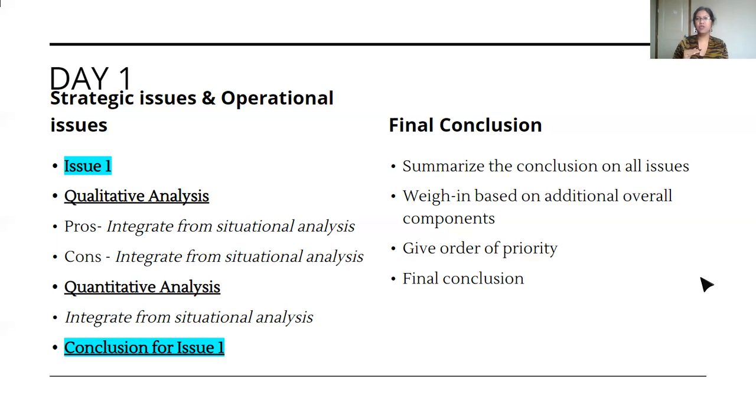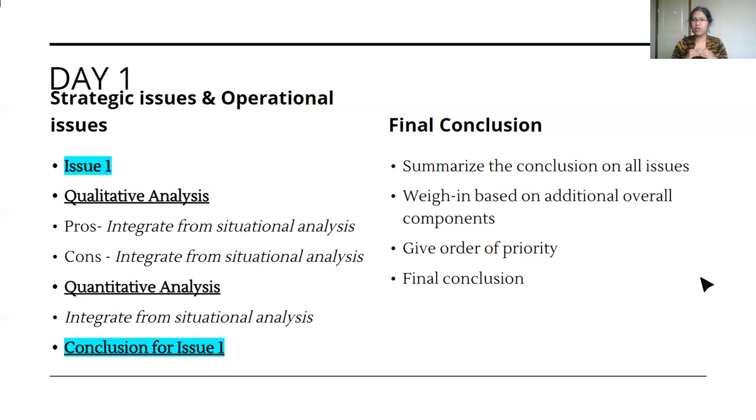So similarly, you deal with all the strategic and operational issues one by one, and then there would be a final conclusion. So summarize the conclusions for all the issues. Now weigh in. Okay, so you have four strategic options, but I'm suggesting that first invest in issue two, then invest in number one, then if you have this or this, then invest in three, don't go for four, and then your operational issue conclusion.